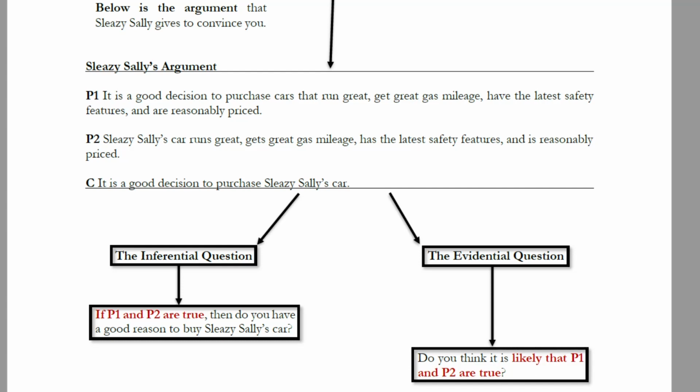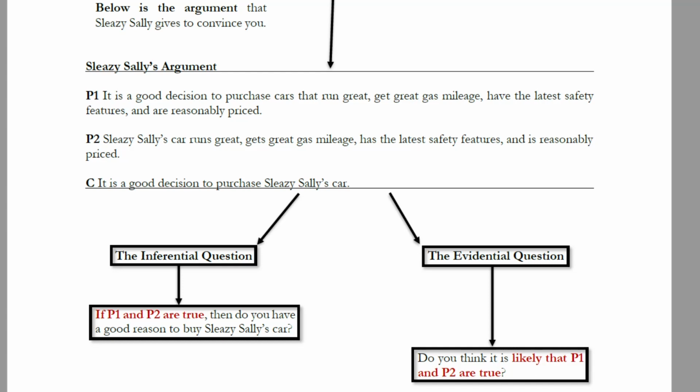Now, what does this mean exactly? It means that the underlying inference or logical structure of the argument is good. The argument is set up such that if the premises are true, then we would be justified in believing that the conclusion is true as well. In other words, the premises of the argument support the conclusion.